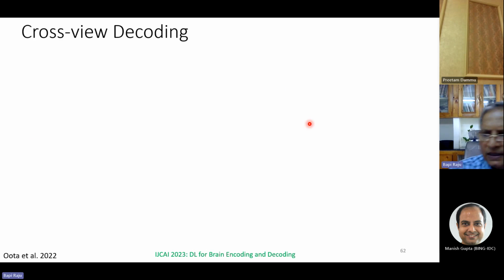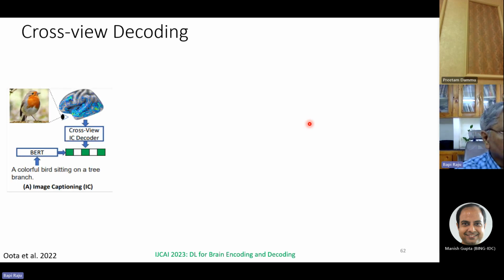In the last couple of minutes, I will take you through cross-view decoding. This is another task that we looked at. What we looked at so far is going from a model built from one view: can you generalize to another view?